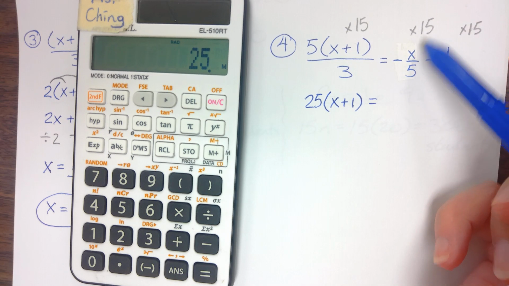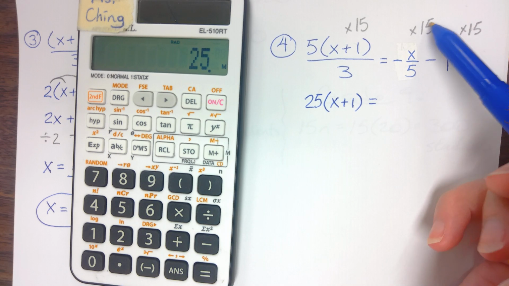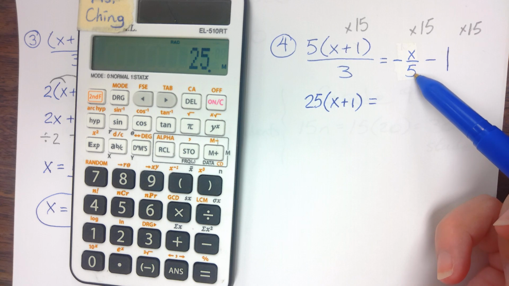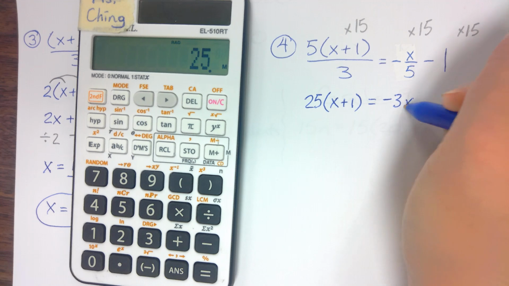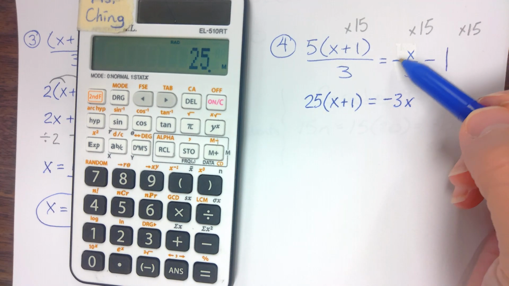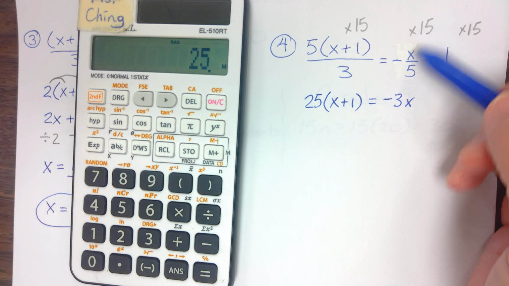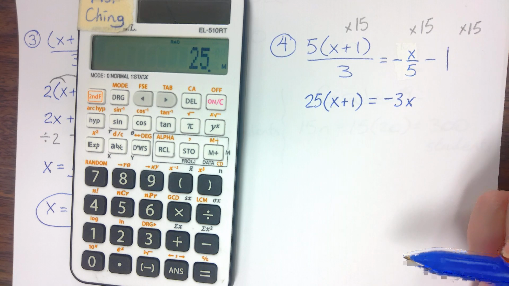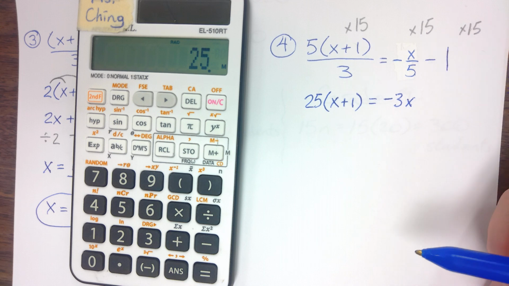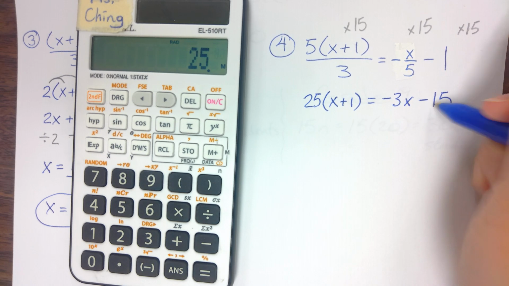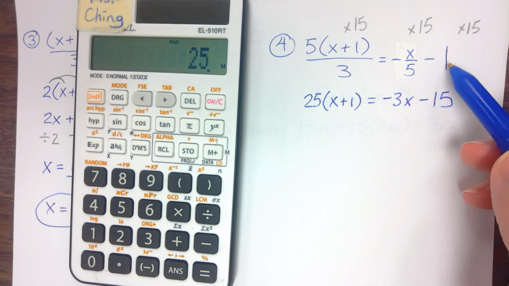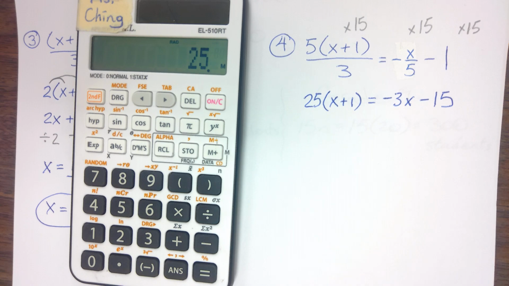Here, negative x times 15 divided by 5. 15 divided by 5 is? 3. Yep, so 3 times negative x, negative 3x. Or you can think of it as negative x times 15 is negative 15x. Divided by 5, you get negative 3x. Negative 1 times 15, negative 15. A common mistake that people do is they forget to multiply this by 15, and they leave it as the minus 1. Remember, you multiply through every single term.